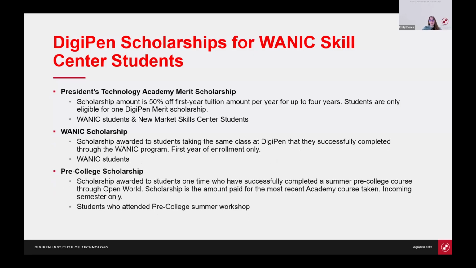And then lastly, we have the pre-college scholarship, and this is awarded to students one time who've successfully completed a summer pre-college course through the Open World program. This scholarship is the amount paid for the most recent academy course taken, and it is for that incoming semester only. So, of course, the President's Technology Academy Merit Scholarship is the big scholarship here, but the WANIC Scholarship and the pre-college scholarship are great options as well.